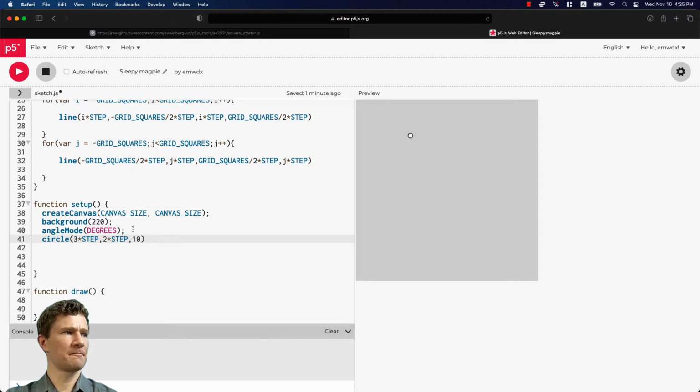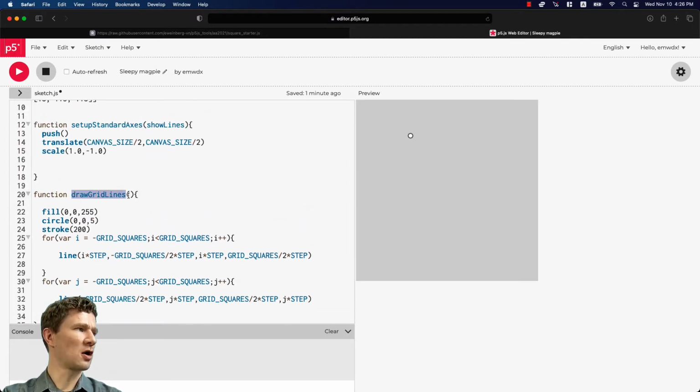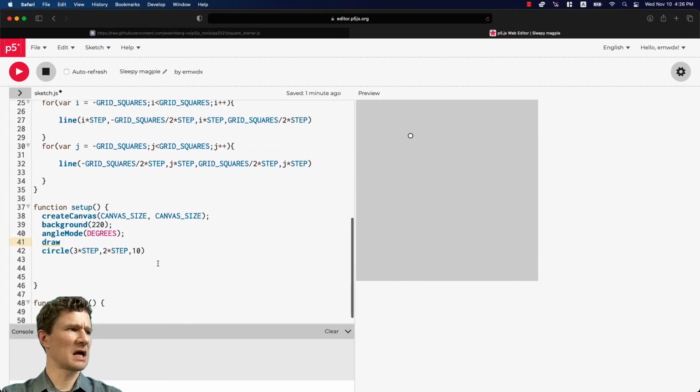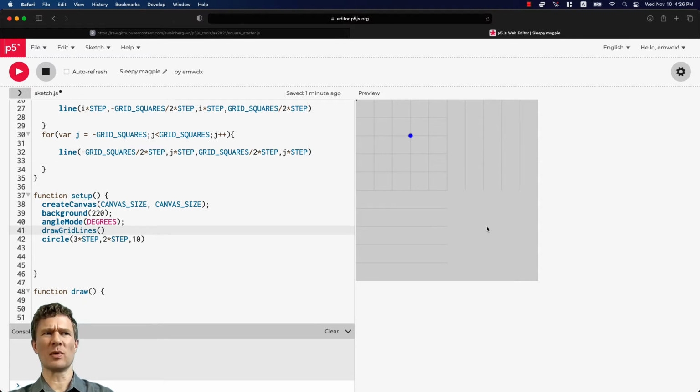So you can see that. It might be a little bit hard to see because we don't see the grid lines. So let's draw the grid lines. I'm going to call this function up here, draw grid lines, so that we can see what's going on. We have some weird stuff going on over here, but the important thing to notice is that this is the origin, and the point 3, 2 is actually 3 units to the right and 2 units down.